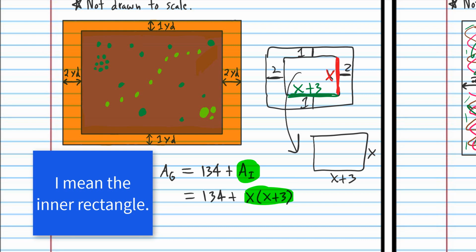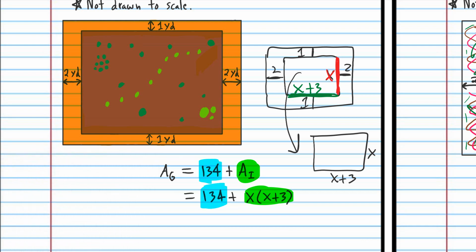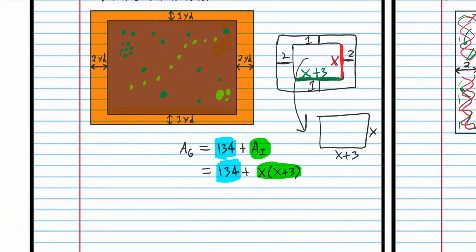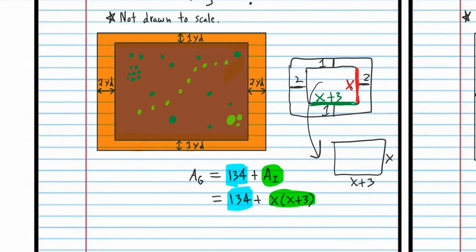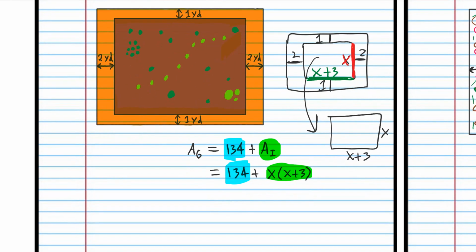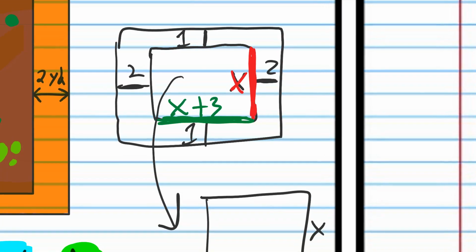So again, that's I, the area of the inner part. And we're just going to rewrite the 134. Might as well color code everything. And for the area of the garden, we have to find expressions for the area of the garden. So we have to find the width of the entire garden and the length of the entire garden. So this distance here is x plus 3. If you look up at this rectangle, this is x plus 3. So these distances are 2.